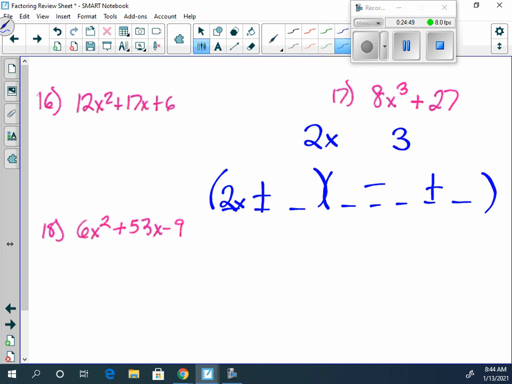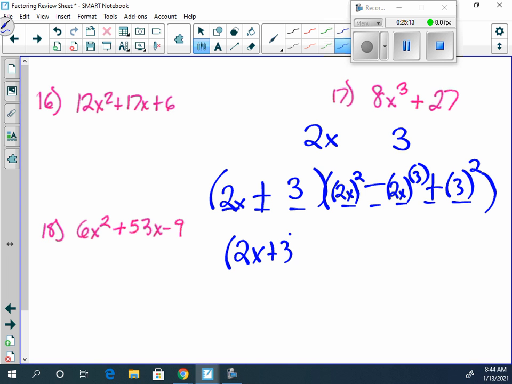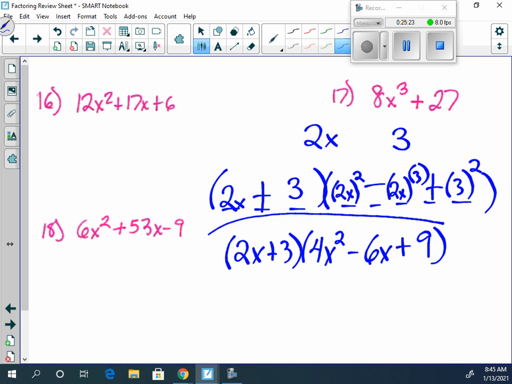We'd have 2x, and then here we'd have 2x squared and 2x. We'd have 3, 3, and then 3 squared. And I know I jumped through that one pretty quick. It will work out to be 2x plus 3. Well, 2x squared is going to give us 4x squared. 2x times 3 is going to be 6x plus 9.